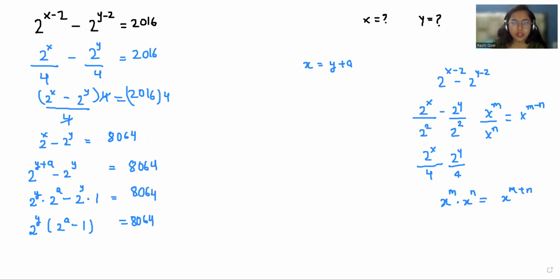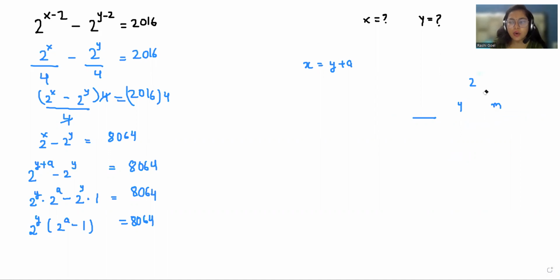Now coming to 8064, if I do the prime factorization of 8064, we can write it as 2 power 7 times 63. So if I write it here, 2 power y bracket 2 power a minus 1 is equals to 2 power 7 times 63. If I compare both sides, 2 power y will be equal to 2 power 7 and 2 power a minus 1 is equals to 63.